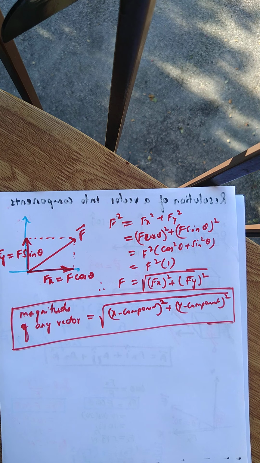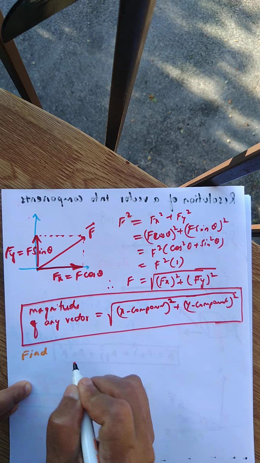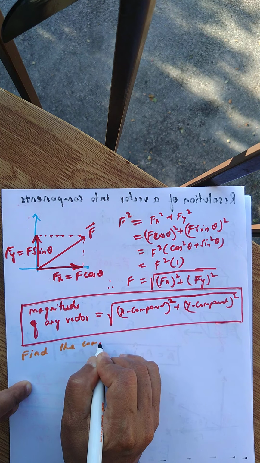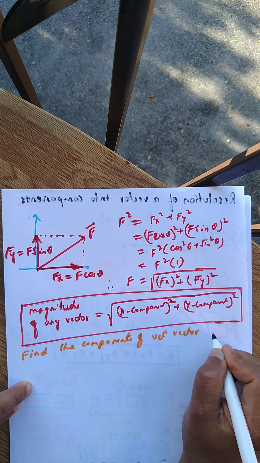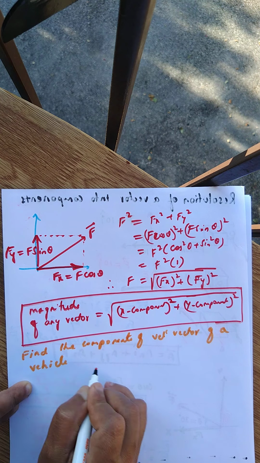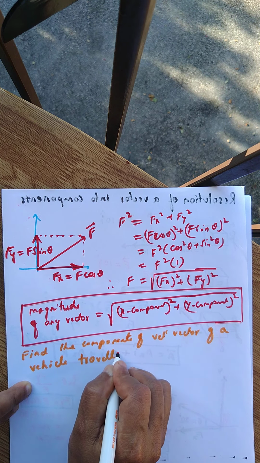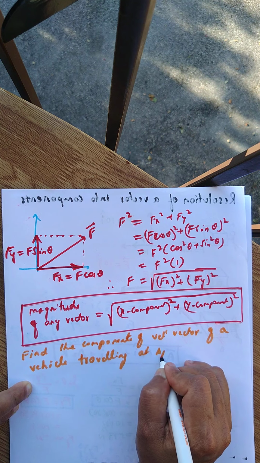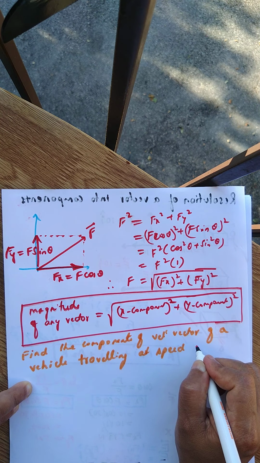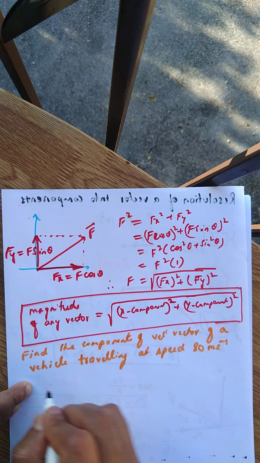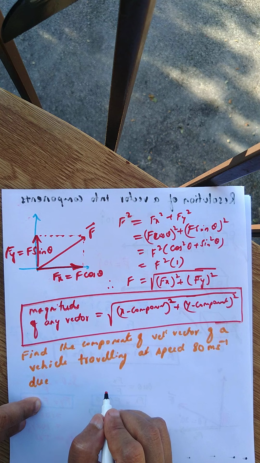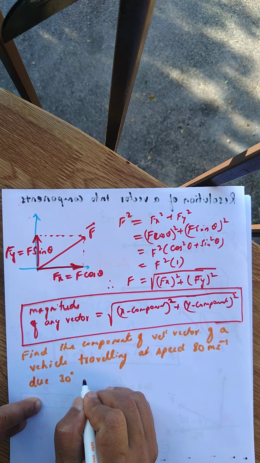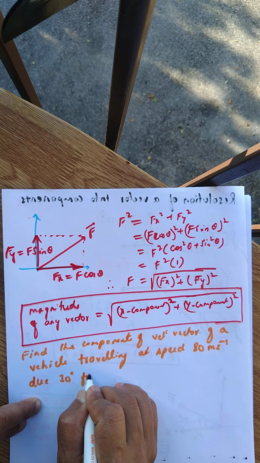So for a problem, I would go like this. Find the components of the velocity vector of a vehicle traveling at speed, say, 80 meter per second, due, let me give a random direction, 30 degree from negative y-axis.